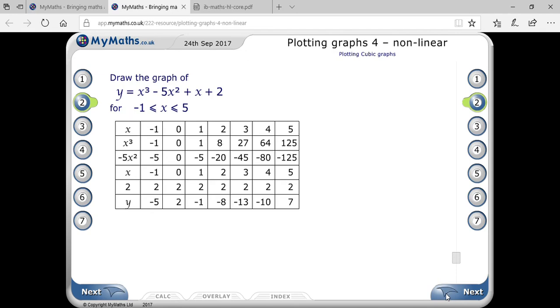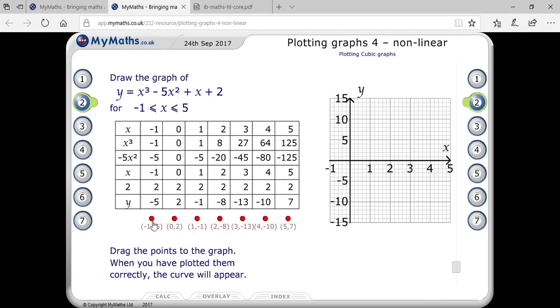Yes, so you can see that (-1, -5) is here. (0, 2) is here. (1, -1) is here. I can predict a little that it will be an S type of graph, an S or inverted S graph. (2, -8) will be here, and (3, -13).